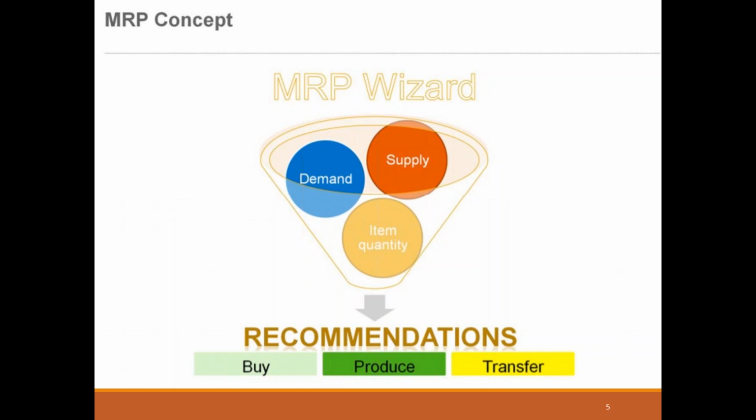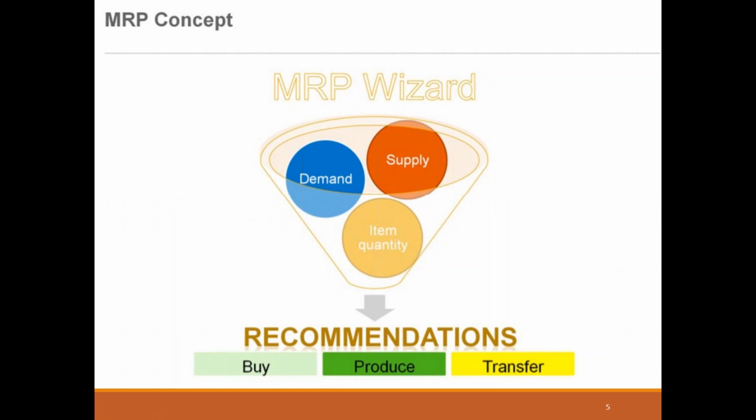And what the item settings look like. How much do you have on hand? What's the minimum quantity? What's the required quantity? Maybe you have a maximum level, things of that nature. It puts everything into the calculation mechanism and gives us 3 types of recommendations.